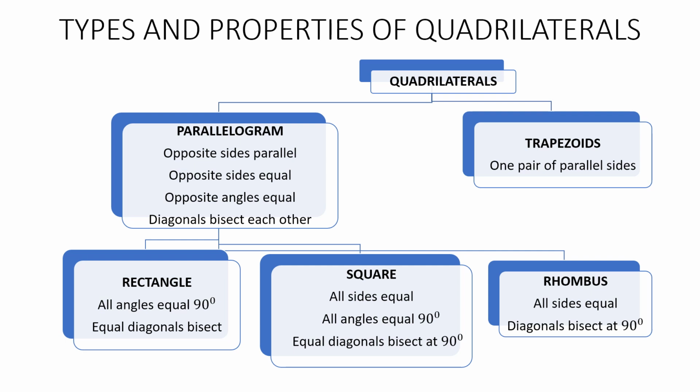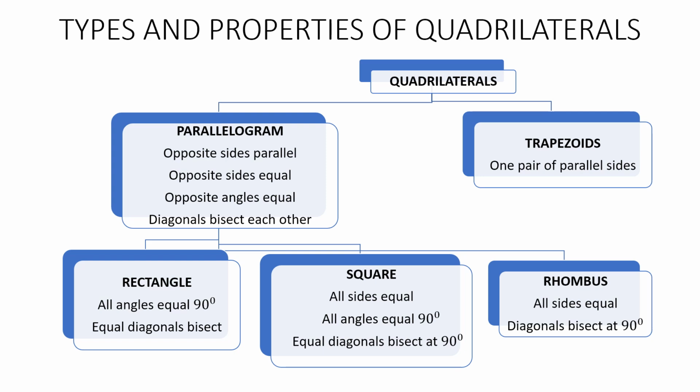First is rectangle. So rectangle is already a parallelogram. In addition to that, all angles are equal and they are equal to 90 degree. The diagonals are equal. Now square. Square is already a parallelogram. So all sides are equal. All angles are equal to 90 degree. Equal diagonals and the diagonals bisect at 90 degree. What is a rhombus? A rhombus is already a parallelogram in which all sides are equal and diagonals bisect at 90 degree.